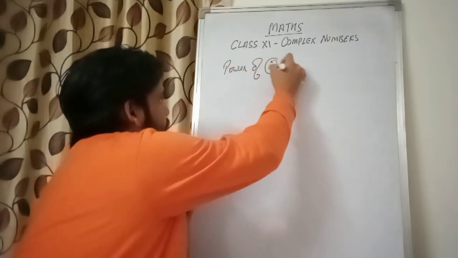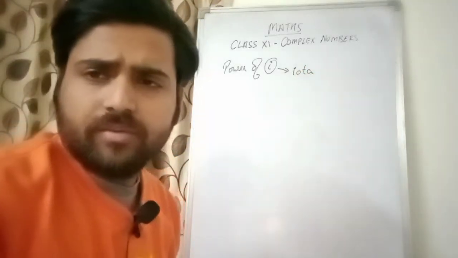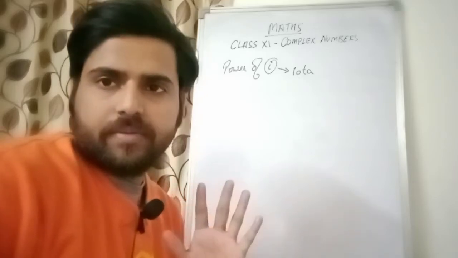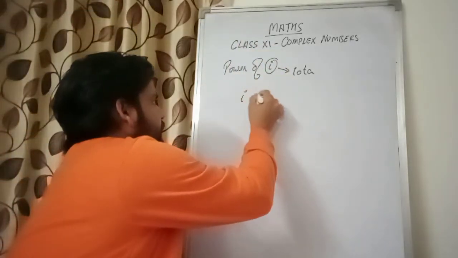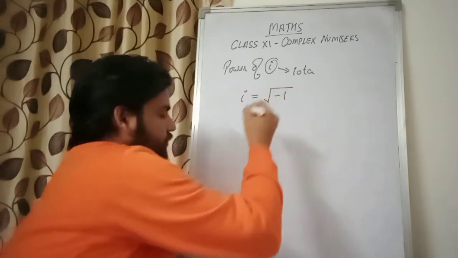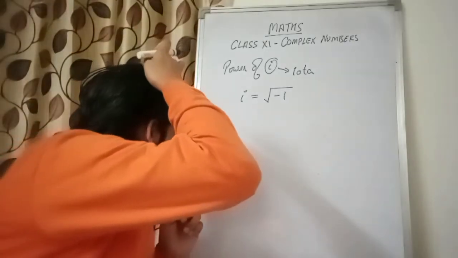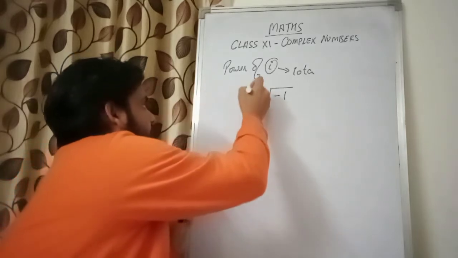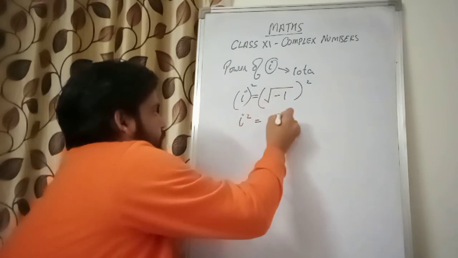Now this I is known as iota. It is called iota. This symbol is actually used to represent the imaginary part. Now we know that I is the symbol which has been given to this particular value, square root of minus 1. Now if I square both sides, what do we get? We get I square is equal to minus 1.